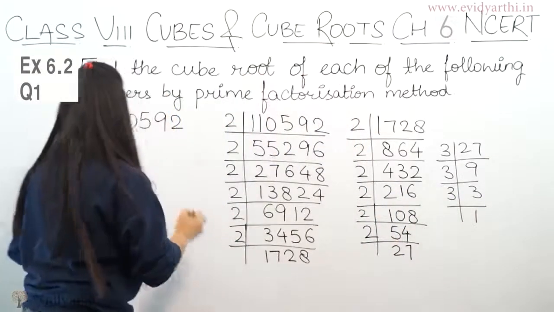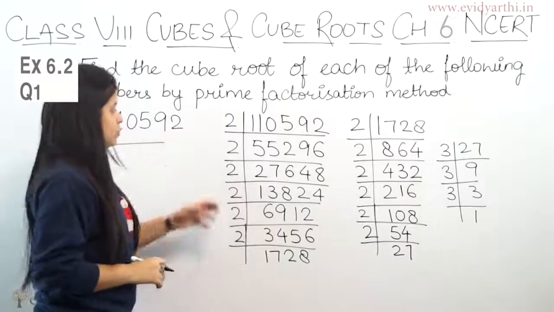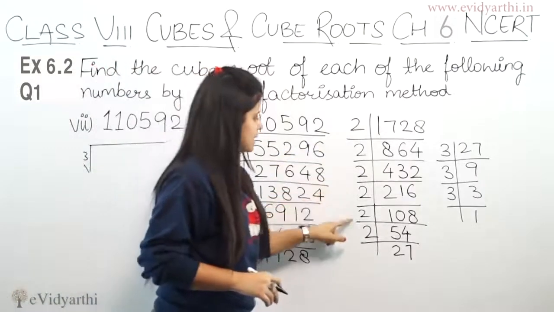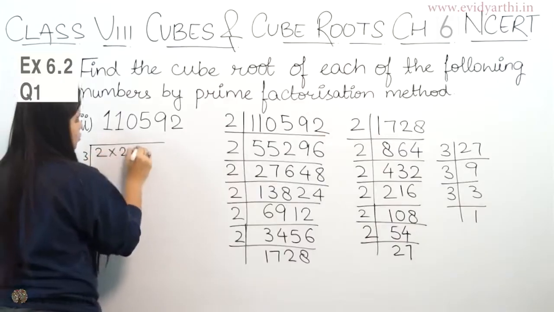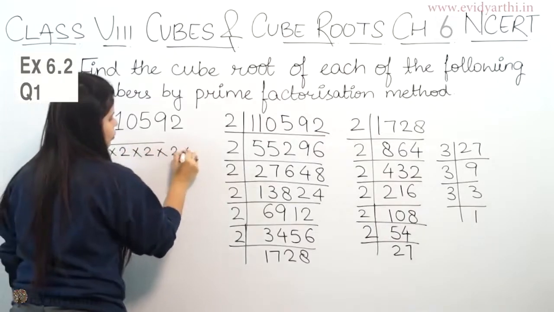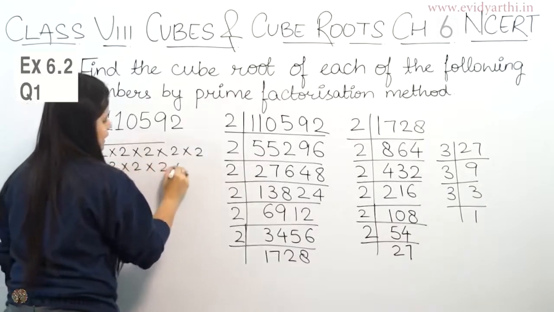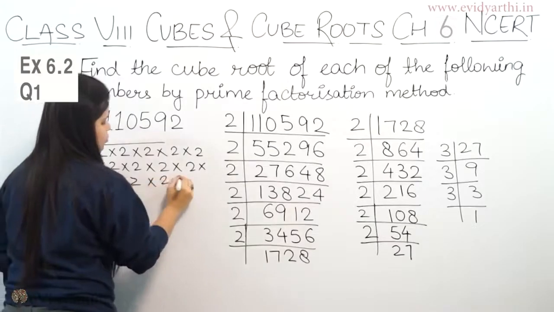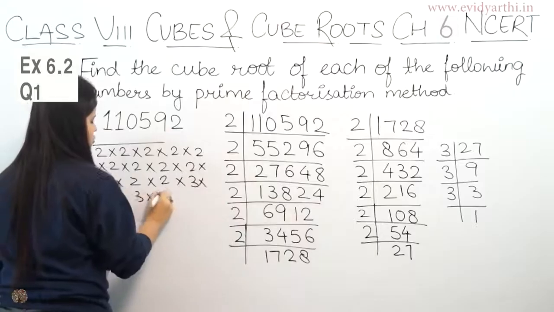ठीक है? So let's write it down. पहले हम 2 जितने भी है काउंट कर लेते हैं. 1, 2, 3, 4, 5, 6, 7, 8, 9, 10, 11, 12. So 12 times 2. Now 3 times there. So 1, 2, 3.